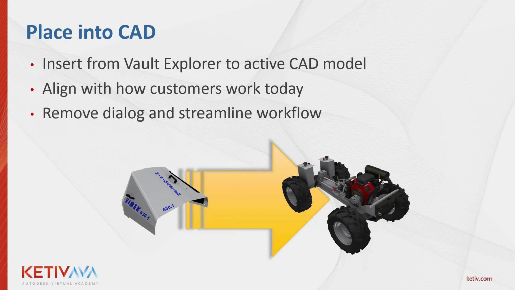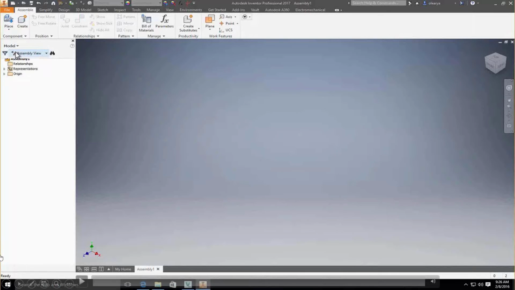So this is what Place into CAD is. We'll have a look at a quick video of this again in a minute. But essentially now we start Inventor model, assembly, go back to Vault Explorer, find the file or files we're looking for, and we can right-click and say Place into CAD. That will download the files and drop them into the window, placing them into the assembly. So streamlining workflows, getting rid of some of this dialogue, and actually working with the way customers work. So we'll have a quick look at this.